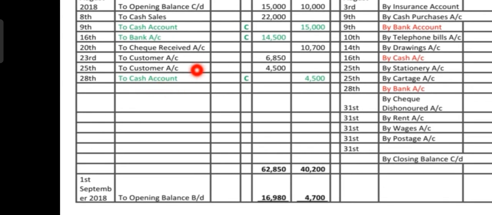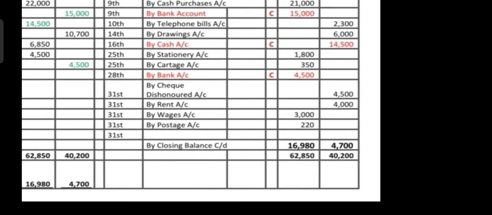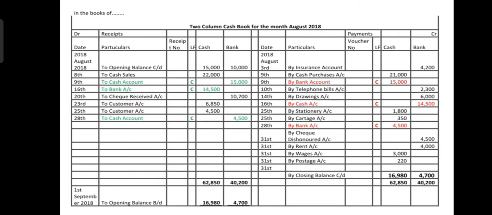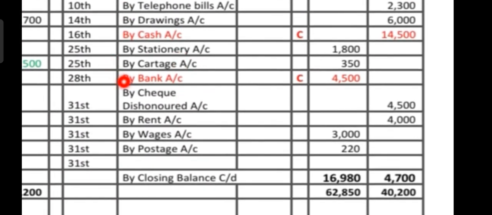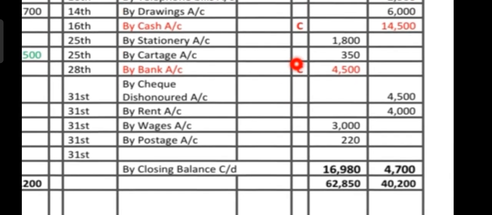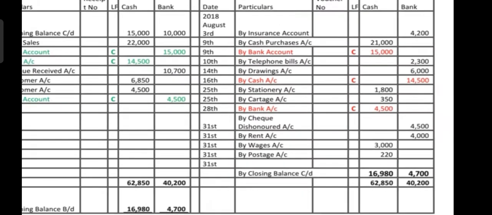Under the receipt side you write cash account, amount 4,500, and under the payment side for the same transaction you record bank account, and in the cash column 4,500. For the same transaction, you pass both sides, one in the cash column and one in the bank column. One column will reduce and one column will increase. That transaction we call a contra entry. Okay, now let us see the next transaction.